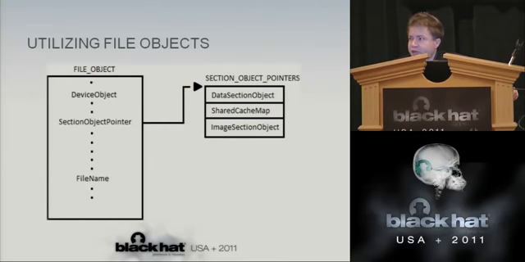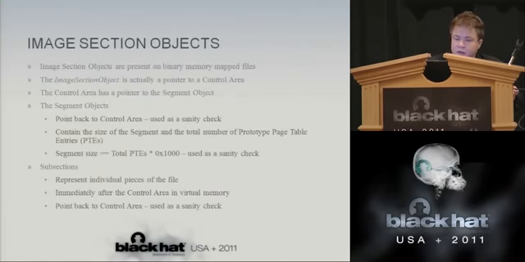Here's a graphical representation of how it looks, basically in memory. We're going to be concerned here with the data section object, the shared cache map, and the image section object. So for the image section objects, they represent binaries in memory. Image in this case, that's how Microsoft refers to a binary, as an image. If you were using WinDbg, it'd be marked as an EXE, but it could be a DLL or an EXE.